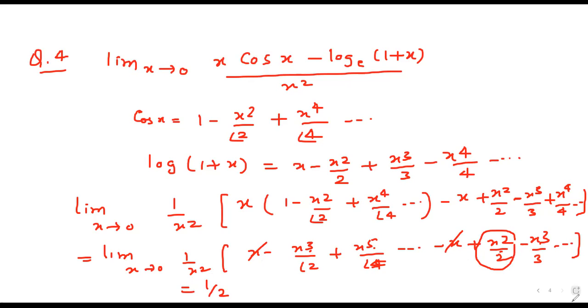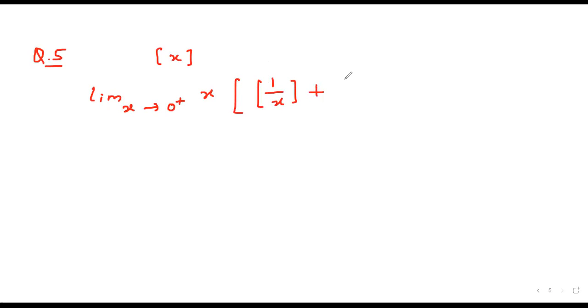Now let's consider question number 5. Question number 5 says, we are given the greatest integer function, and limit x tends to 0 plus, x times [1 upon x] greatest integer plus [2 upon x] greatest integer, till [15 upon x] greatest integer.